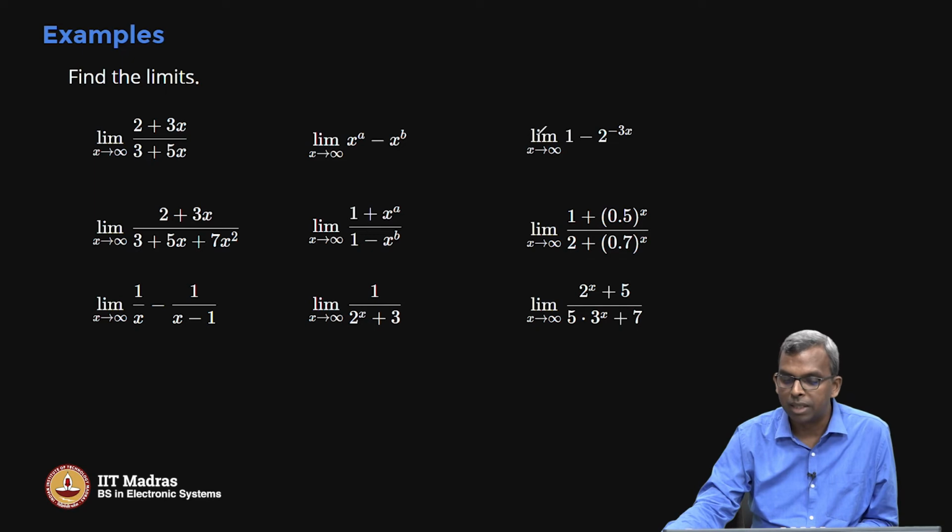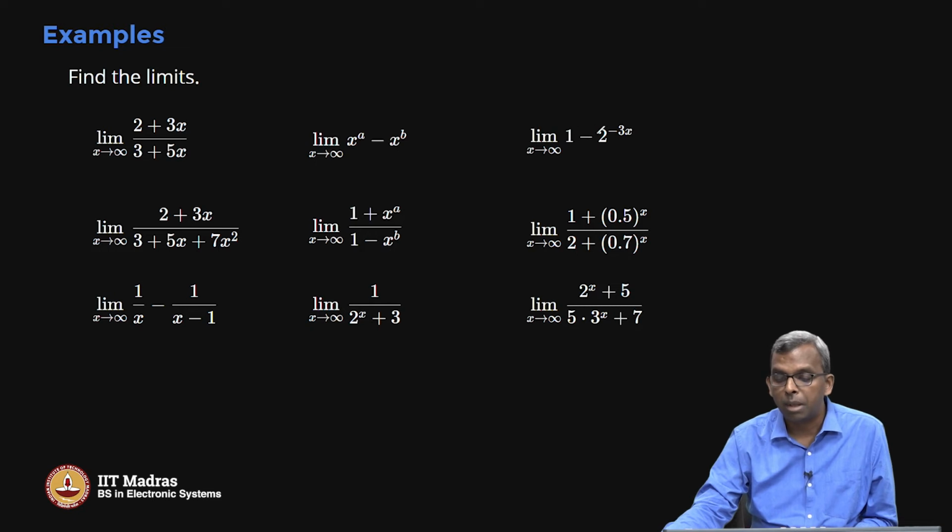Okay. What are the other problems? Let's come to this one. This one is interesting. Look at this one here. So, it says 1 minus 2 power minus 3x, the whole thing to the power x. Okay. What is 2 power minus 3? It is 1 by 8, right. So, this is 1 minus 1 by 8 whole thing to the power x. What is 1 by 8? 1 by 8 is less than 1.